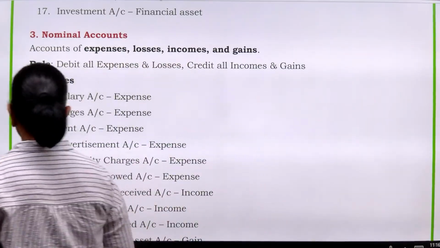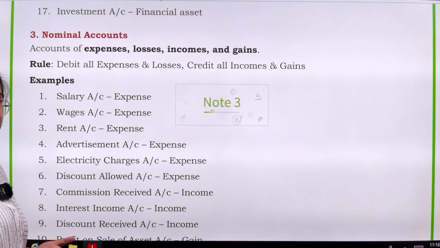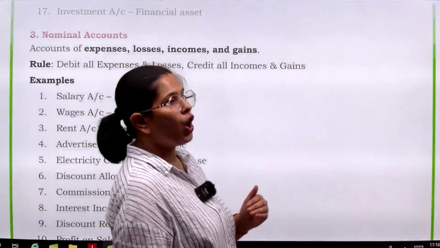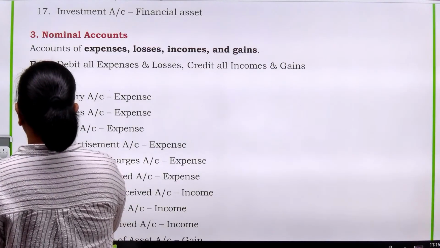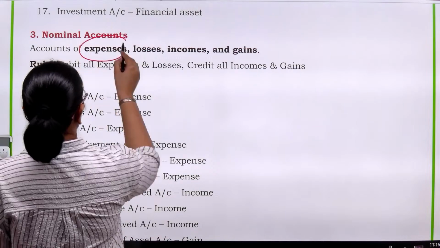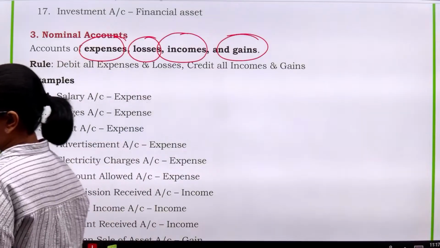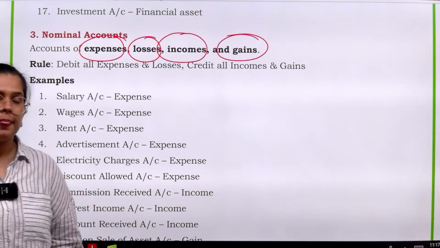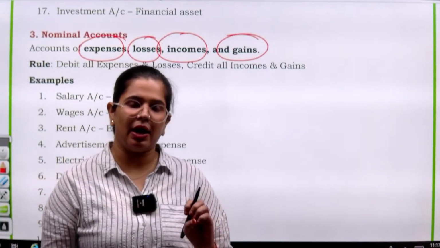Number one is your real and nominal. That's something I have already discussed yesterday, right? We will talk about the nominal accounts today. See, nominal account means it includes all sorts of accounts which are there for income, expenses, losses, and gains. Like in the personal account, I have told you that we will write the name of all the persons and institutions; all these come in the personal account category.